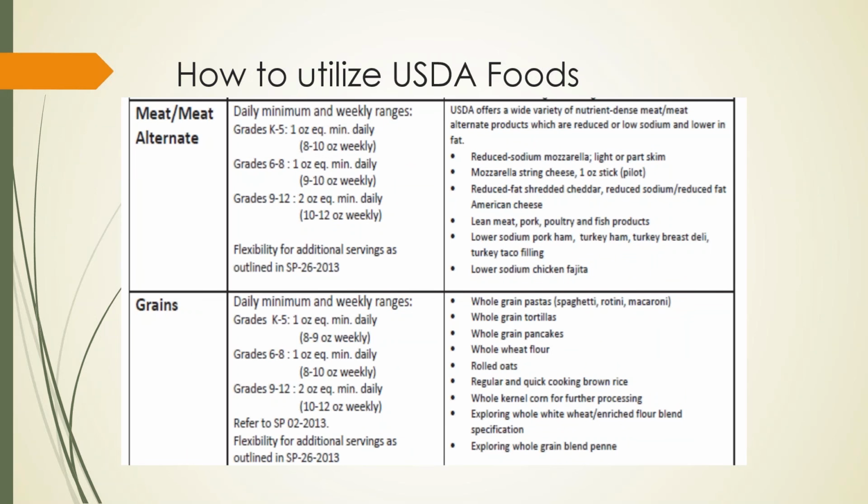Your meat and meat alternates, very popular, of course, is the low sodium mozzarella cheeses, the mozzarella string cheese, the 1 ounce, the lean meats, porks, and poultry items. And the chicken fajita product is very popular for the students as well, and is again coming in a low sodium because USDA is well aware of the sodium restrictions for the upcoming few years with the target 2 and 3 levels. The grains, USDA is also getting more whole grain pastas, tortillas, flours, oats, and rice available.